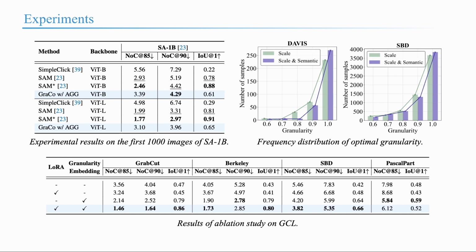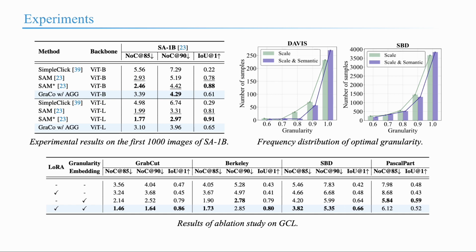To demonstrate the necessity of both semantic and scale granularity, we conduct experiments in two settings, with scale granularity only and with both scale and semantic granularity. We conclude that the optimal granularity tends to be skewed to 1.0 when employing both scale and semantic granularity. This aligns with the granularity definition for the whole instance.